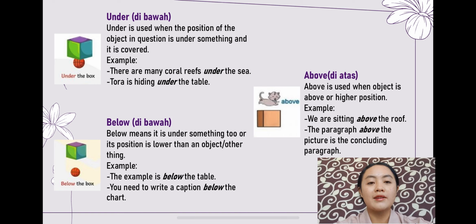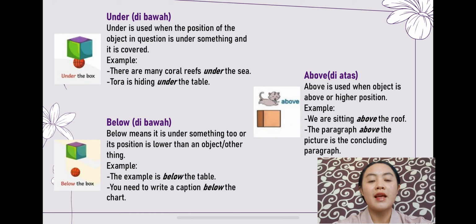Number 4, under. Under is used when the position of the object in question is under something and it is covered. Example, number 1, there are many corals that live under the sea. Number 2, Tora is hiding under the table. Number 5, below. Below means it is under something, or its position is lower than an object or other things. Example, number 1, the example is below the table. Number 2, you need to write a caption below the card.